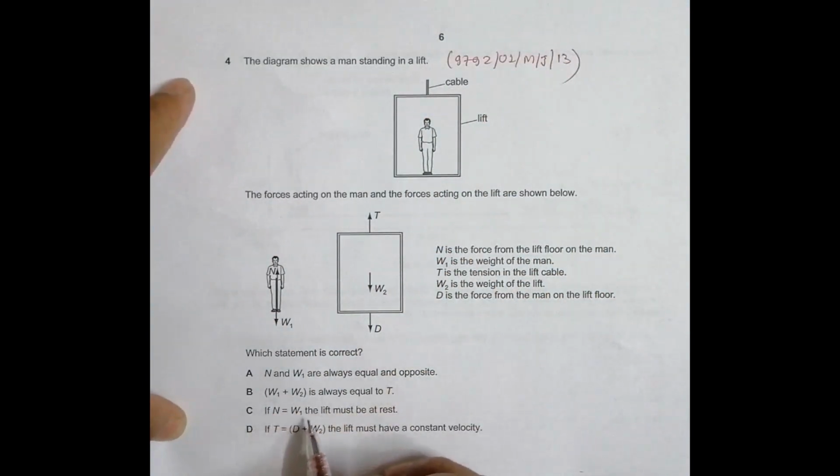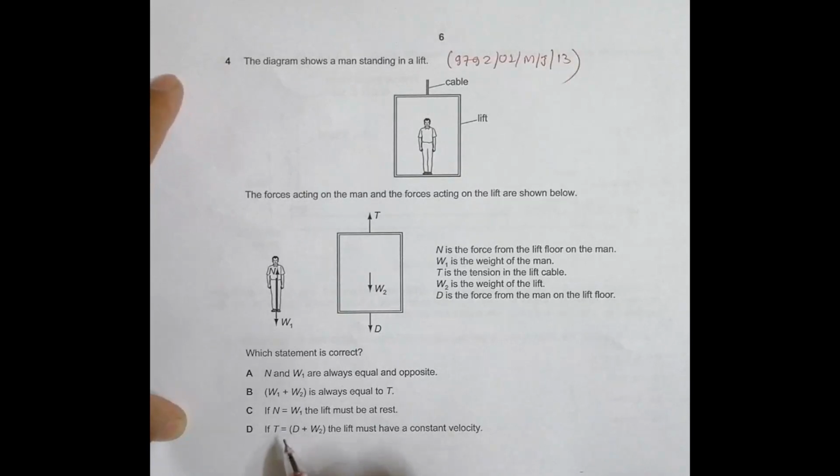If N equals W1, the lift must be at rest. Again, it's not true. It's because when forces are equal, resting is not the only condition, it can move with uniform velocity as well.